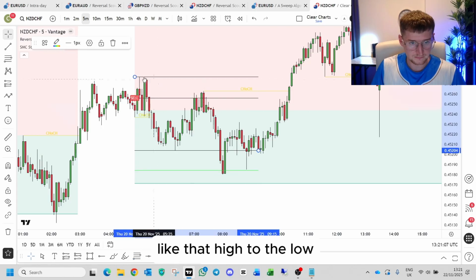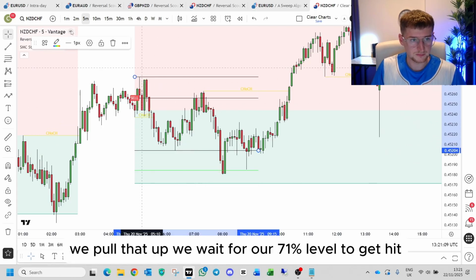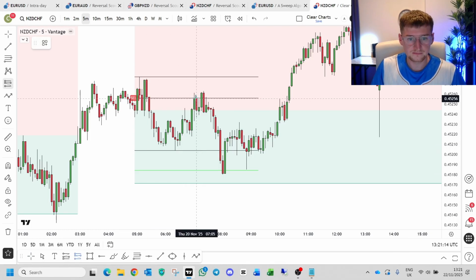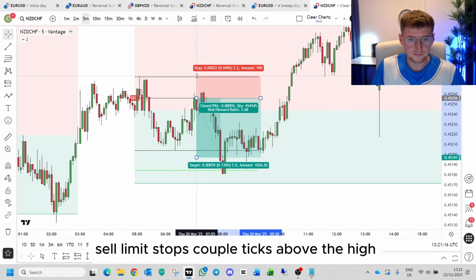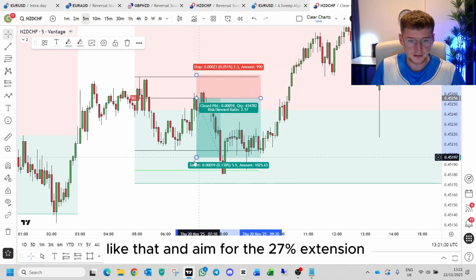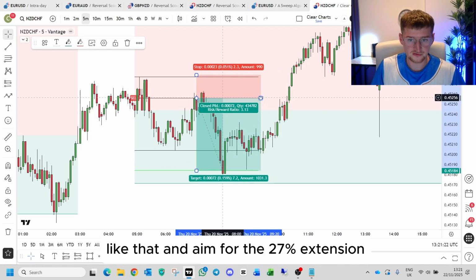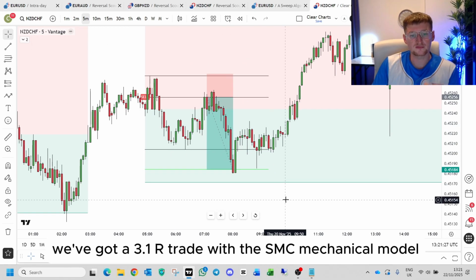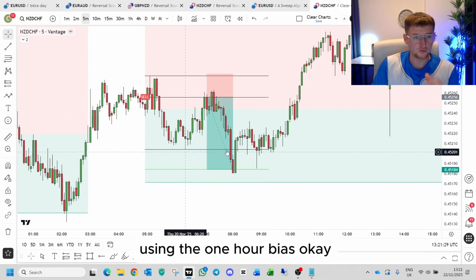Change of character from here to here, like that. High to the low. We pull that up. We wait for our 71% level to get hit. Sell limit. Stops a couple ticks above the high, like that. And aim for the 27% extension. And there you go. We've got a 3.1R trade with the SMC mechanical model using the 1 hour bias.